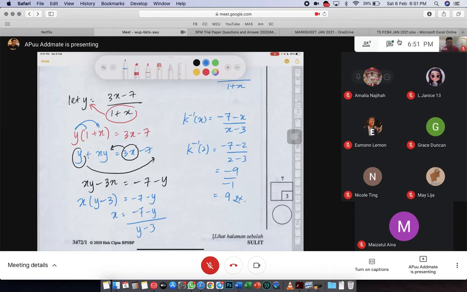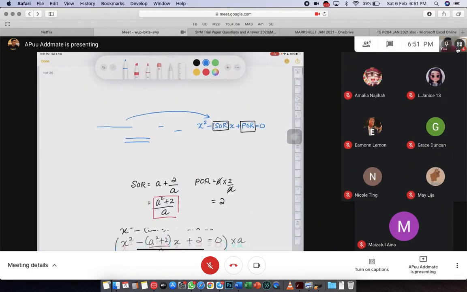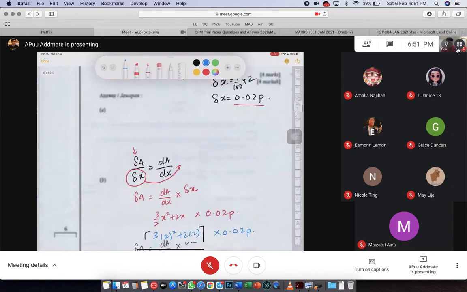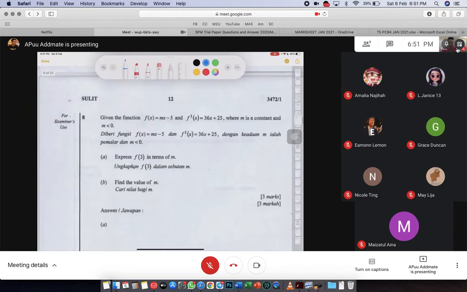Alright, so next we look at question number 8. Question number 8 is also not that bad actually. Question number 9, again, is a bit difficult. So this particular set of paper, I think is quite fair, because some are difficult and some are easy. Some are very easy, some are medium.